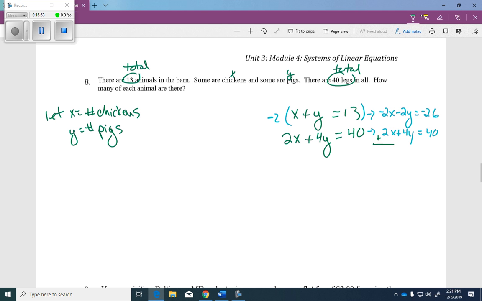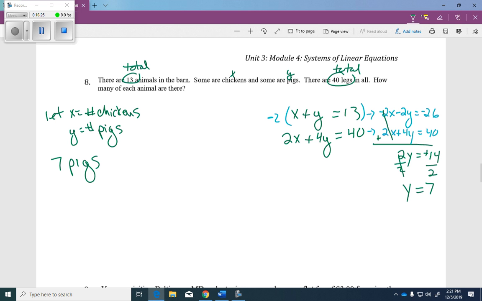When I add these, the x's are eliminated. 2y equals negative 26 plus 40. That's positive, sorry. And then divide both sides by 2. So y equals 7. Y is pigs, there are 7 pigs.